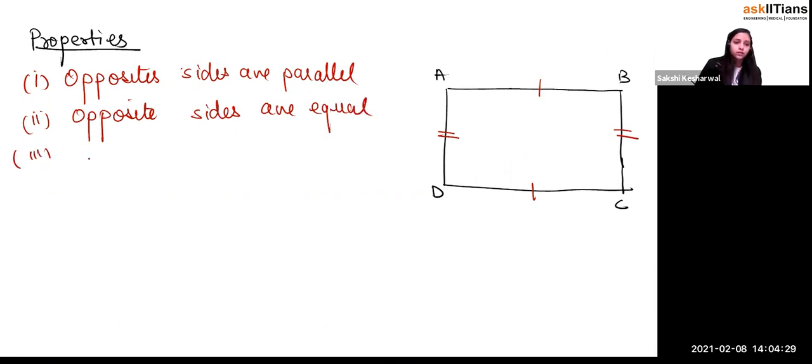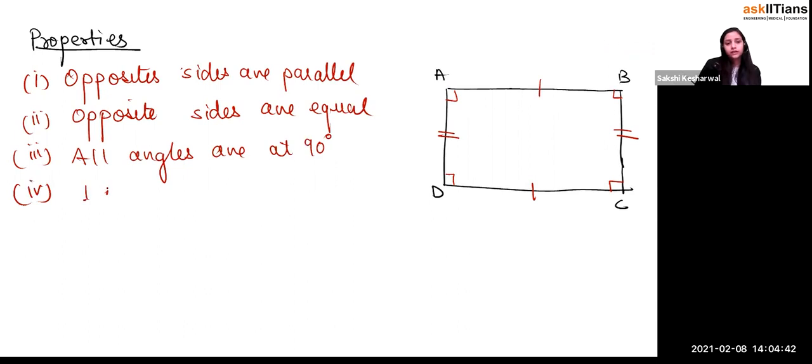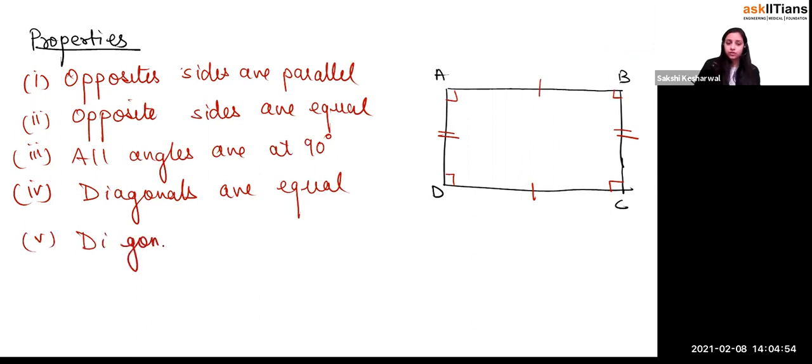Third, all angles are at 90 degrees, right? All angles are at 90 degrees, right? Now let's talk about the diagonals. What do you mean by diagonals are equal in this? Diagonals are equal. Fifth, diagonals bisect each other. Like diagonals are equal. Diagonals bisect each other. That's it.